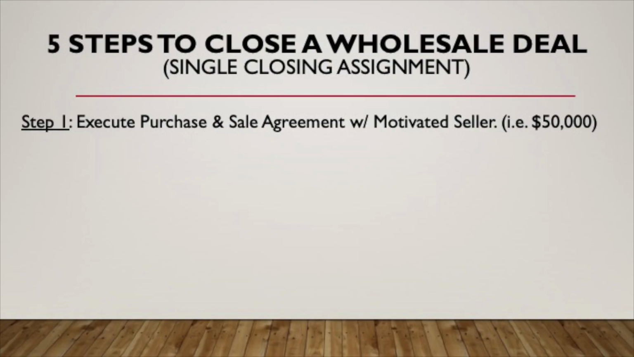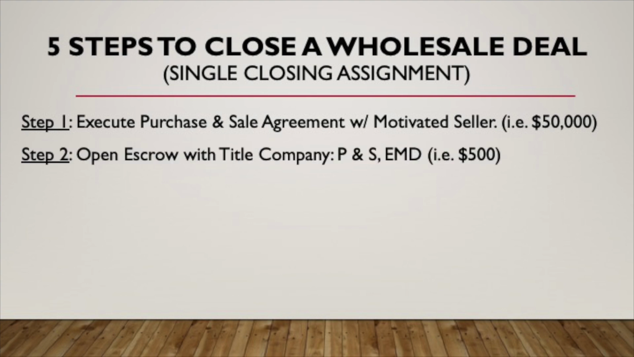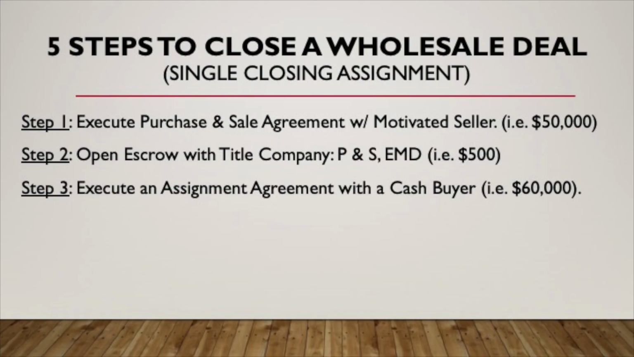Step 1 is to execute a purchase and sale agreement with a motivated seller, let's say for $50,000. Step 2 is to open escrow. Now, to do that, give your wholesaler-friendly title company a copy of the contract and their earnest money, let's say of $500. At that point, the title company will do a title search and start preparing for the close of escrow. Now, step 3 is to find a cash buyer and execute an assignment agreement for, let's say, $60,000.